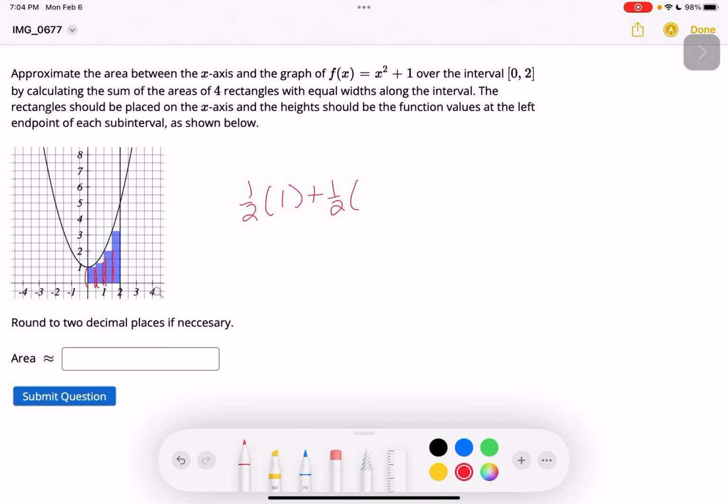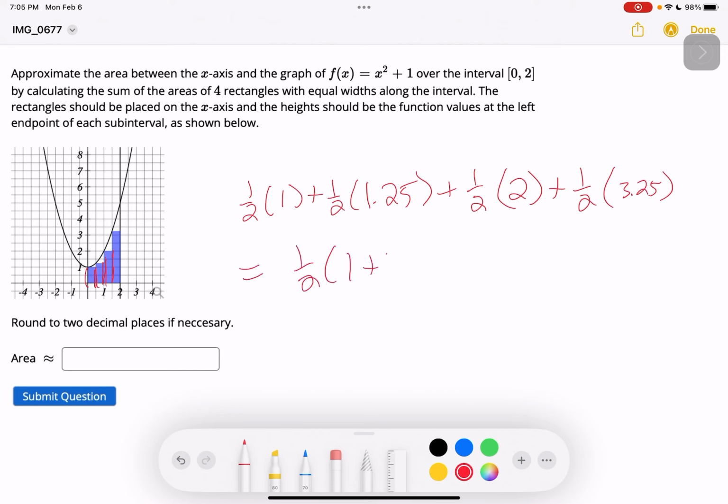I can verify that with my handy dandy calculator. We're looking at 0.5 squared plus 1, yeah, that's 1.25. Plus the same width times the next one. At 1, 1 squared is 1, 1 plus 1 is 2. Plus 1/2 times the next one, at 1.5 squared is 2.25 plus 1, which gives us 3.25. So if we add all these up, we'll have 1/2 times 1 plus 1.25 plus 2 plus 3.25.